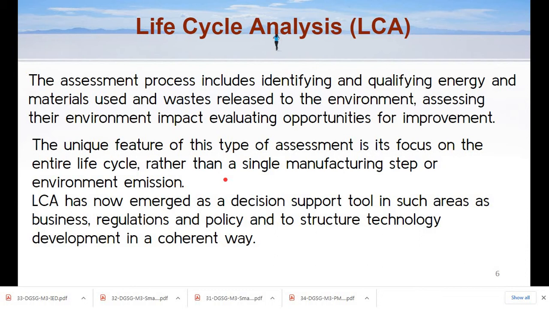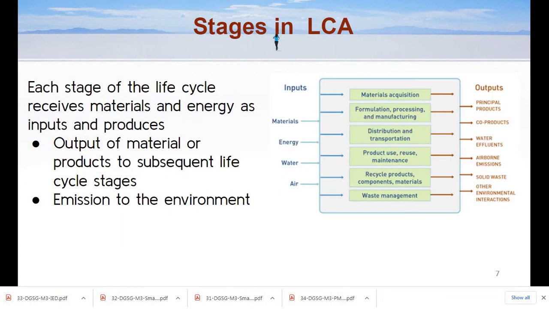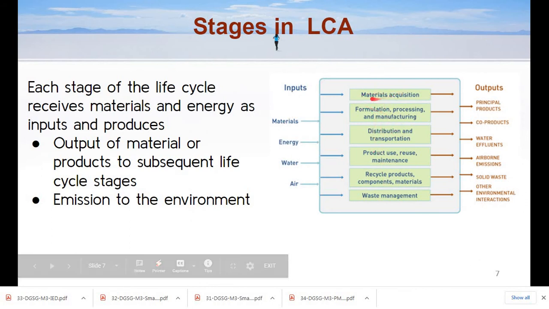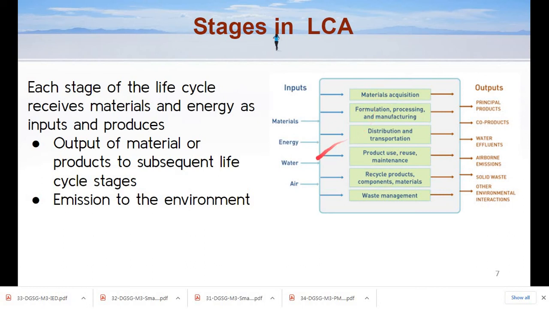LCA has emerged as a decision support tool for areas like businesses, regulations and policy, and to structure technology development in a coherent way. You can see these are the different stages: material extraction, formulation, processing and manufacturing, distribution and transportation, product use, reuse and maintenance, recycled products, components and materials, and the waste management. And in each stage there are inputs and there are outputs.